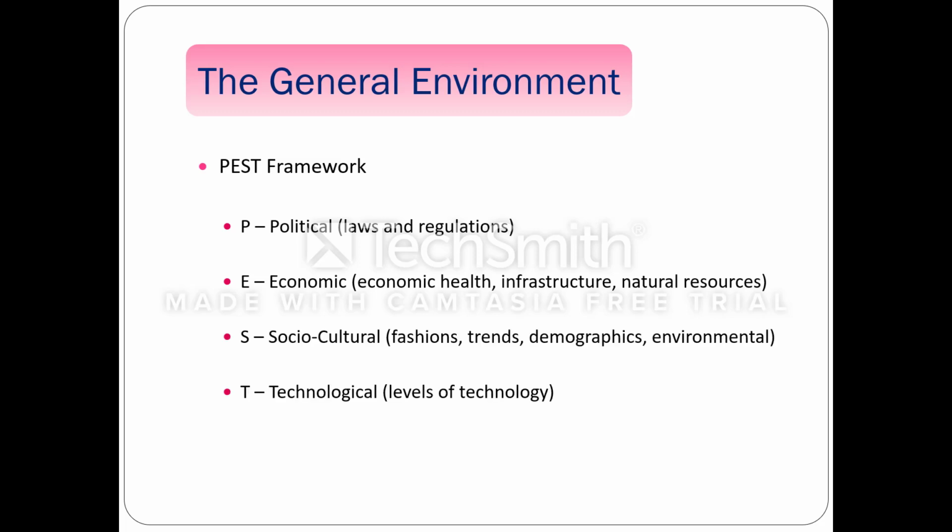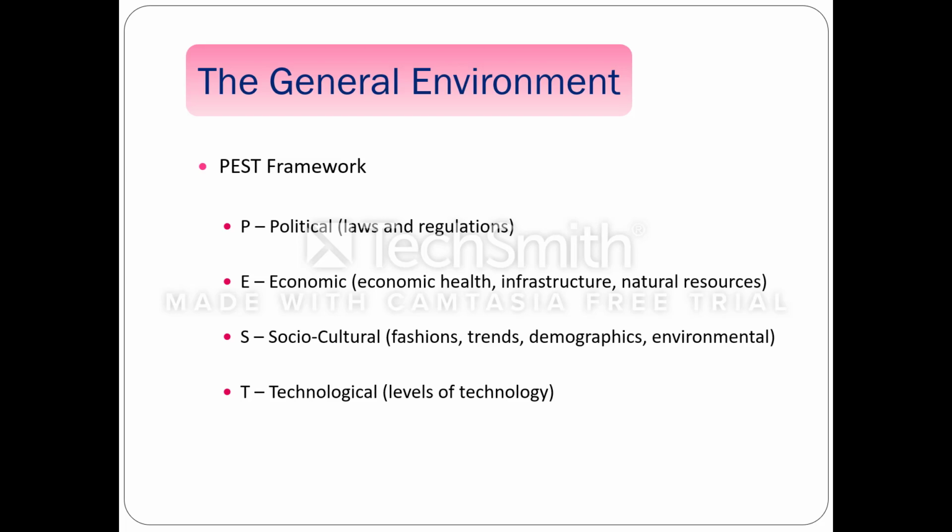So the first thing to note about each of these 4 headings is they're much broader than their first sound. So political, as well as covering political policies and political processes, also covers laws and regulations. So from now on, all laws and regulations will come under this very broad heading of political. Next, economic, so as well as covering factors such as economic conditions, interest rates, house prices and general economic health, it also covers factors such as the infrastructure, in terms of road and rail networks, and the availability of natural resources.